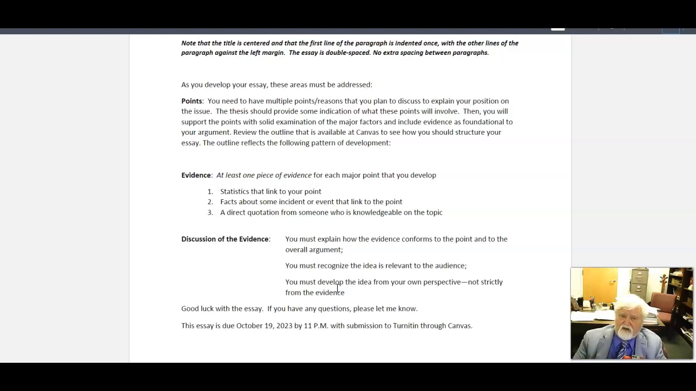Not just, here's the evidence and then move on. It's not enough to present the evidence. You have to write, this is where the bulk of the essay is, you have to write the connection of the evidence to the point. That's what you need to do. So again, these are ideas that you need to keep in mind.